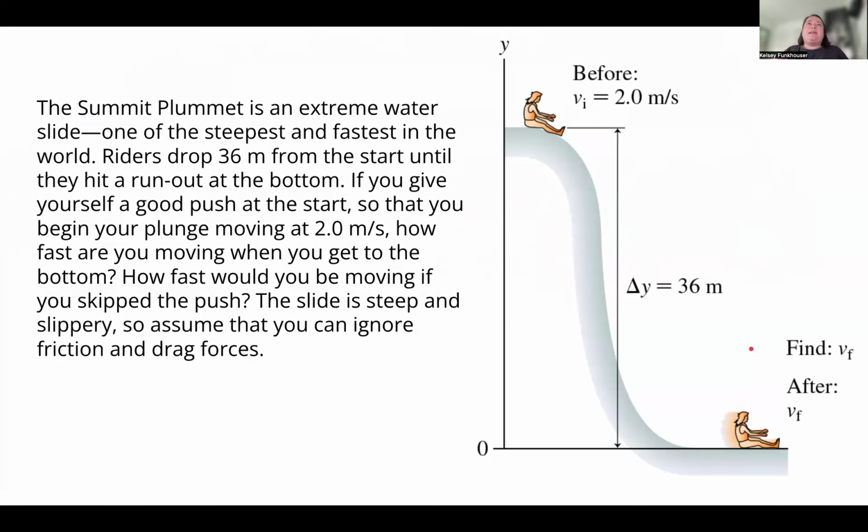So the Summit Plummet is an extreme water slide, one of the steepest and fastest in the world. Riders drop 36 meters from the start until they hit a run out at the bottom. If you give yourself a good push at the start so that you begin your plunge moving at 2 meters per second, how fast are you moving when you get to the bottom? And then it also asks how fast you would be moving if you skipped the push, so if your initial velocity was 0. And since the slide is steep and slippery, we can assume that we can ignore friction and drag forces.